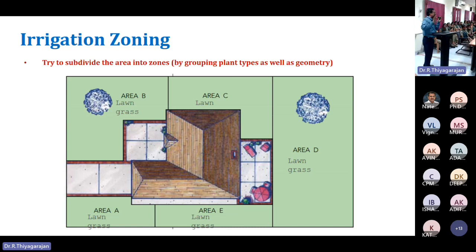Again, what I am trying to do here is, there is one large area, and we are trying to segregate this into zones. Any big problem, you split it into five problems, deal with one problem at a time, then you can easily solve it. So the same concept is applicable here also. So we have A, B, C, everything is lawn grass. Next please.